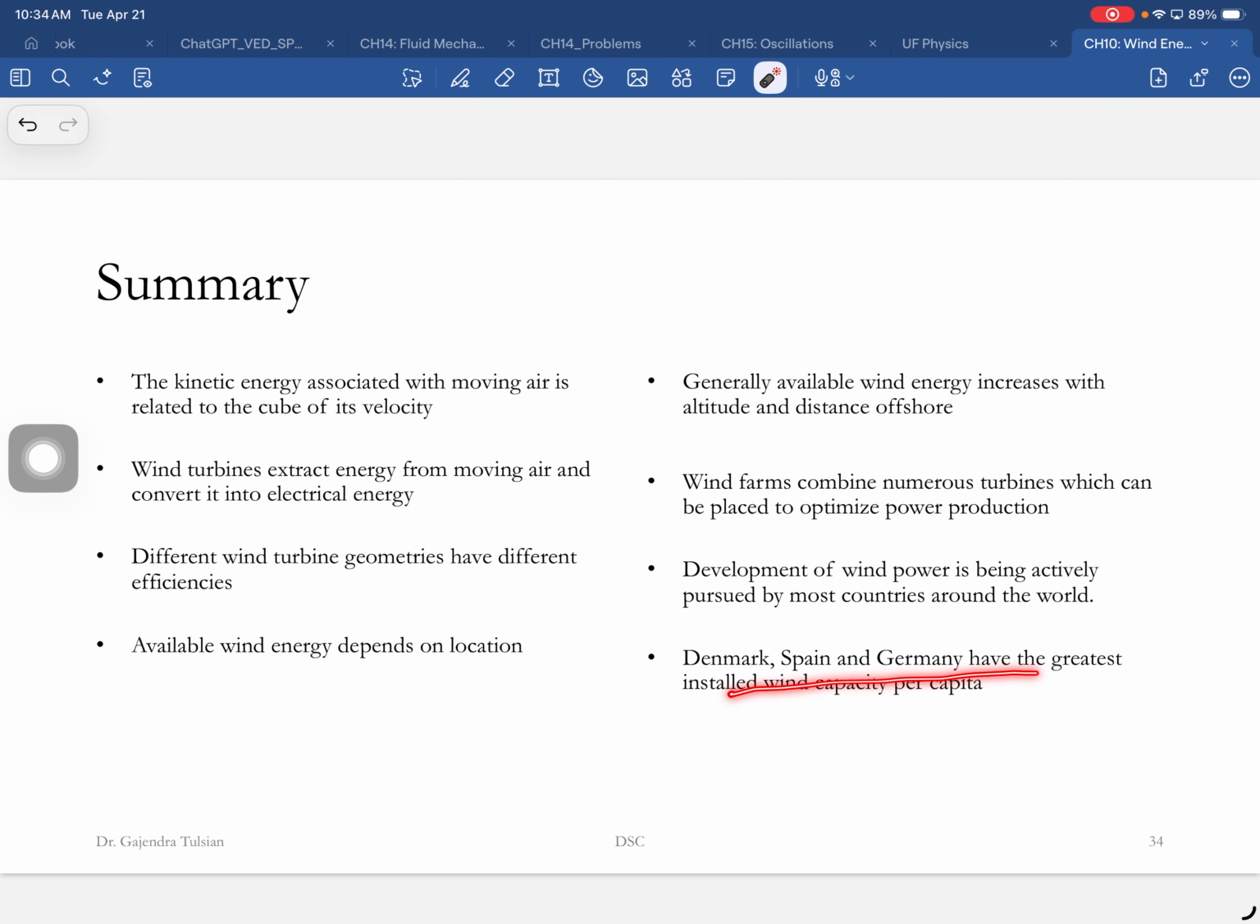Denmark, Spain, and Germany have the greatest wind installed capacity per capita, but China has the largest cumulative wind capacity installed. China is big on wind and solar.